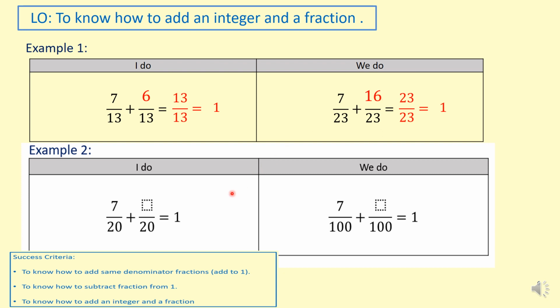Okay, I do the next one as well. Again, look at the denominator. They are the same, so I know the denominator has to be 20. And because the question is telling me to be equal to 1 at the end, I know that the numerator and denominator both need to be the same. So I have 20 over 20, which is equal to 1. So I didn't change the question. Now, what number do I need to add to 7? So 7 add what gives me 20? 7 add 13. So that missing number was 13.